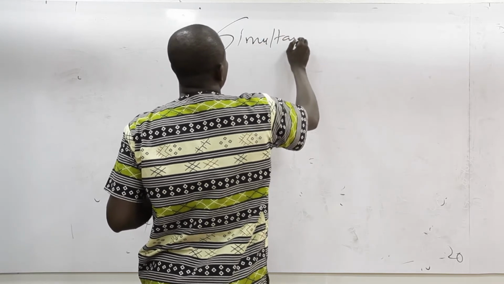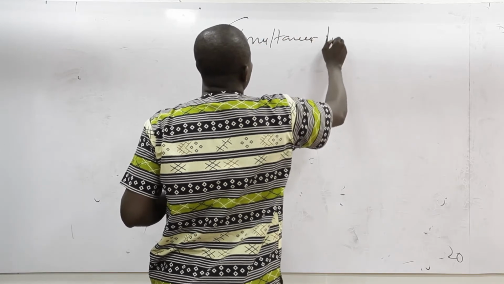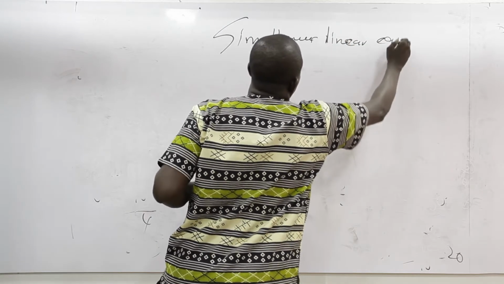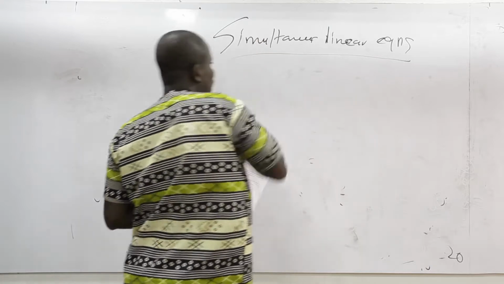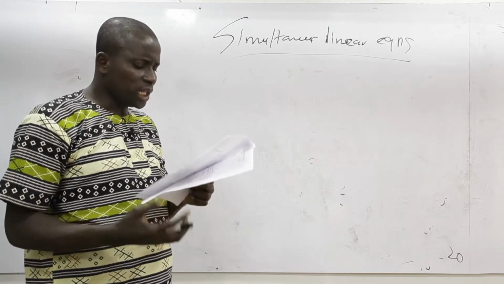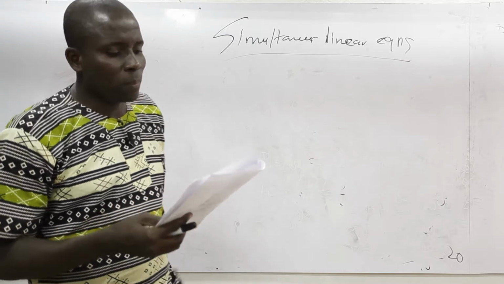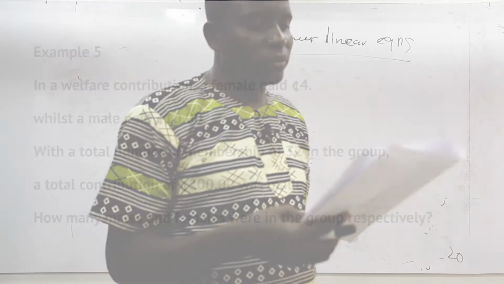Simultaneous linear equations. Okay, that's what we are on, and we are on the word problem. Let's jump example 4 and go to 5.